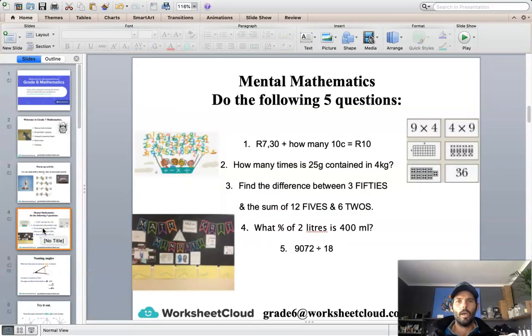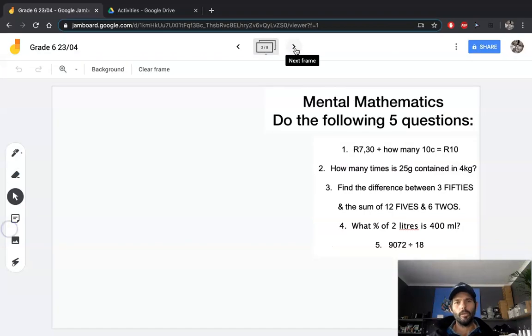Guys, there are your mental mathematics questions for today. Please read the questions carefully. They're a little bit more wordy today, so they contain a few more words, but I was trying to challenge you in different ways. See how you go through those 5. Press pause, come back and see how you did. Right, good luck.